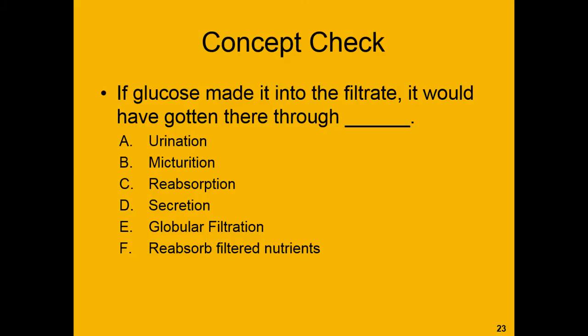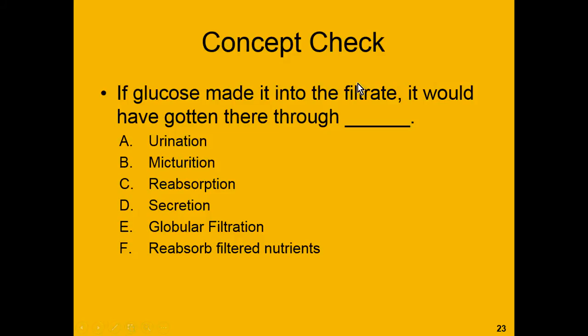So, class concept check. If glucose made it into the filtrate, it would have gotten there through A, urination, micturition, reabsorption, secretion, glomerular filtration, or B, a reabsorbed filtered nutrient. Go ahead and rewind this video to get me an answer, or you can check your notes, the textbook, or your PowerPoints. Pause it and get me an answer right now. 5, 4, 3, 2, 1.